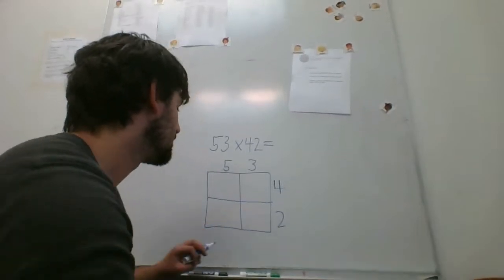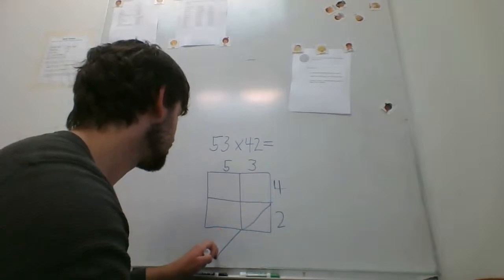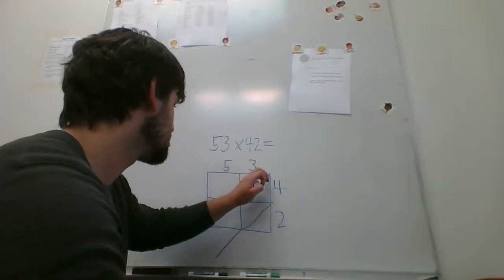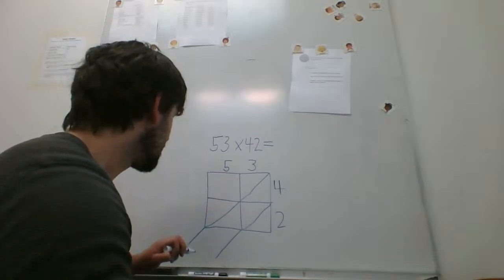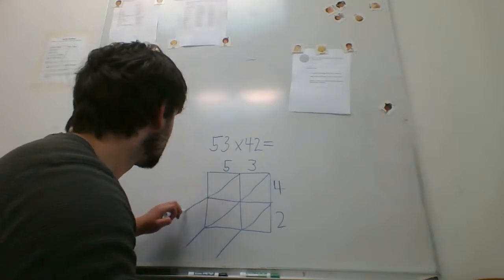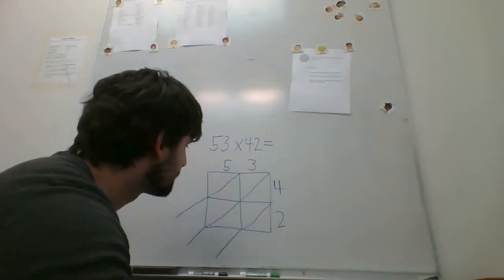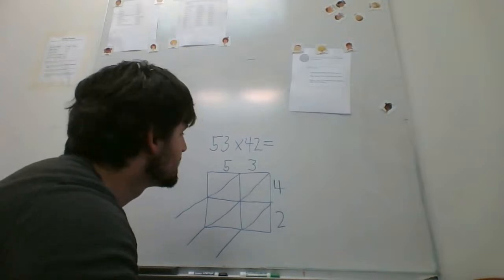Now we have to draw a diagonal line going across each of the squares. So there's our first diagonal line. There's our second diagonal line, and here is our third diagonal line. So now, time to multiply.